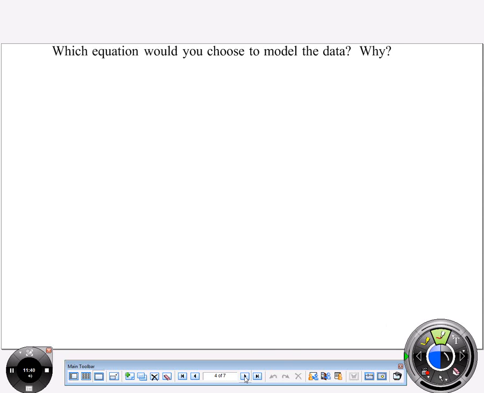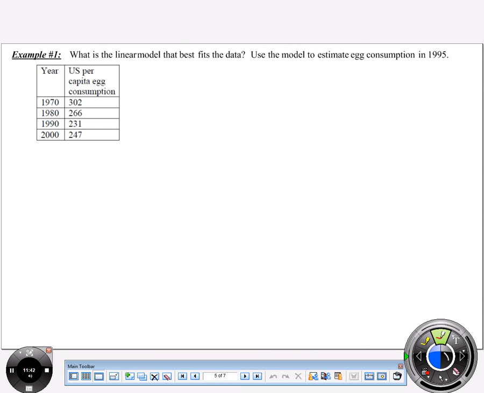So we just talked about which equation you would use and why. All right, so some of you don't have the note-taking guide, so I'm going to put up the data. We'll talk about how we're going to enter it, and then we'll talk about the questions. So first, just look at what the questions are going to ask you. One says, what's the linear model that best fits the data? Use the model to estimate egg consumption in 1995.